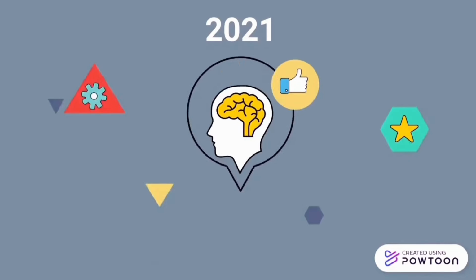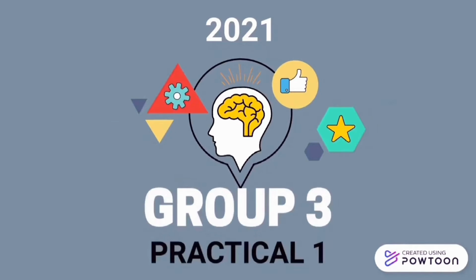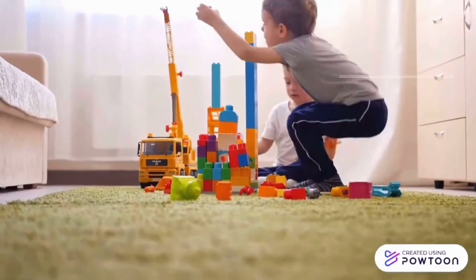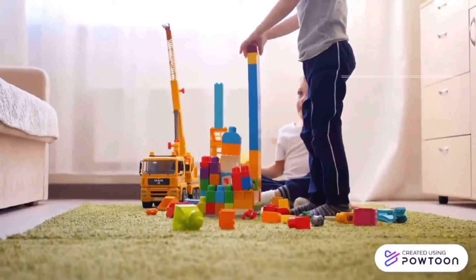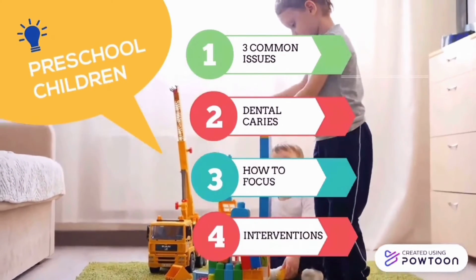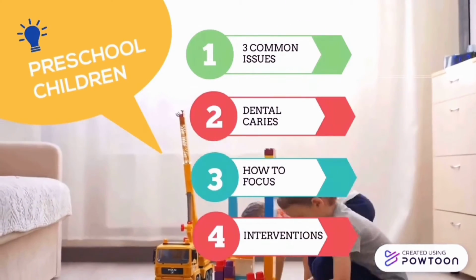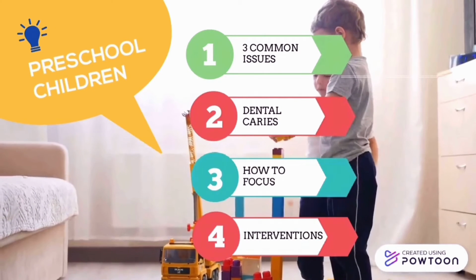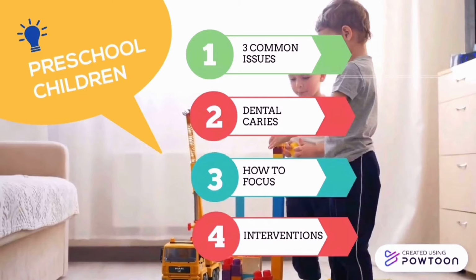The aim of this video is to share about the emerging risk factors and problems that occur among the preschooler at their age. First, we will look at what are the three common issues, following with the findings of the studies conducted on these issues. Later, we will further explain about the dental caries, why we chose this issue as our main concern, how nutritionists should focus on this issue, and some recommendation on interventions.